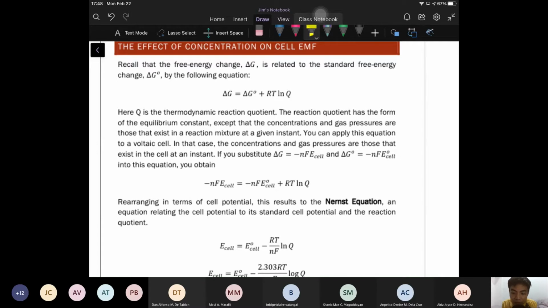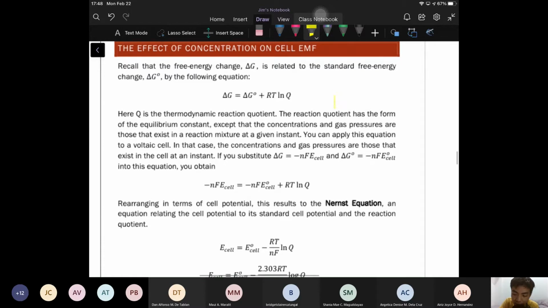Okay? Ano yung alam natin? 'Di ba kanina sabi ko sa inyo yung delta G, ano yan, negative nFE cell, 'di ba? Pwede rin yung negative RT ln K. So ano gagamitin natin ngayon? Yung E cell lang. Okay. So negative nFE cell yung delta G, yung walang not. Yung may not, ano yung value niyan? Edi yung negative nFE naught cell.